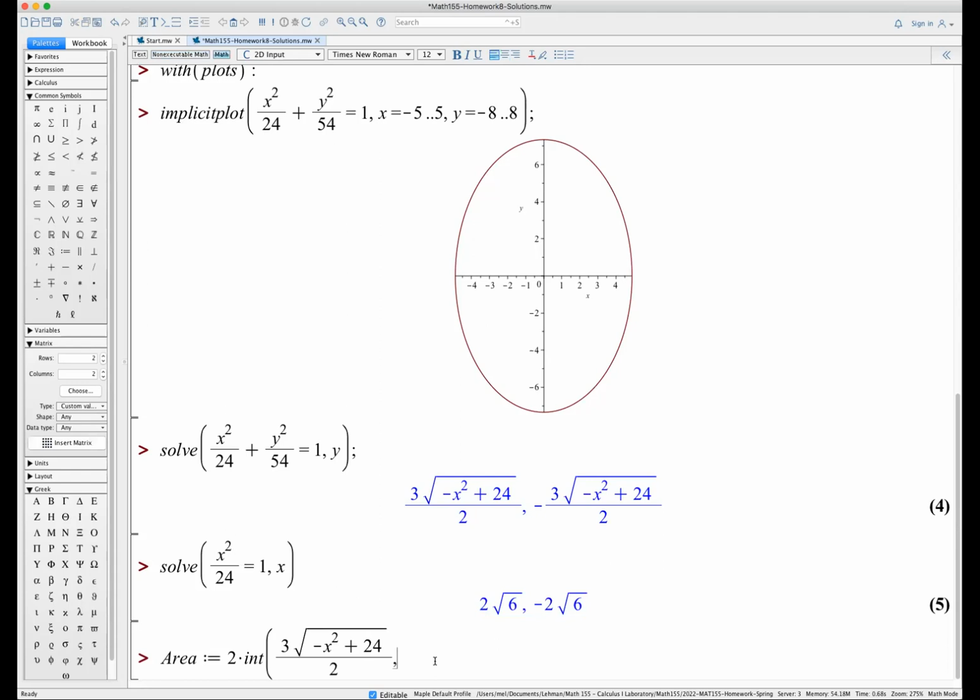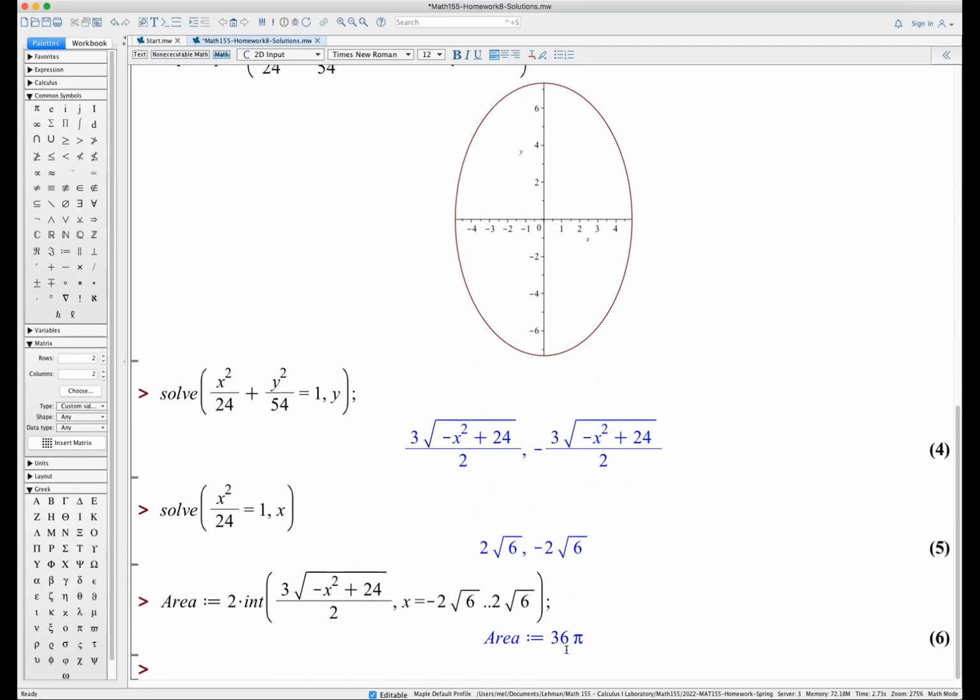So I'm going to integrate this. X goes from minus 2 root 6 to plus 2 root 6. And that is the answer. 36 pi. Very nice.